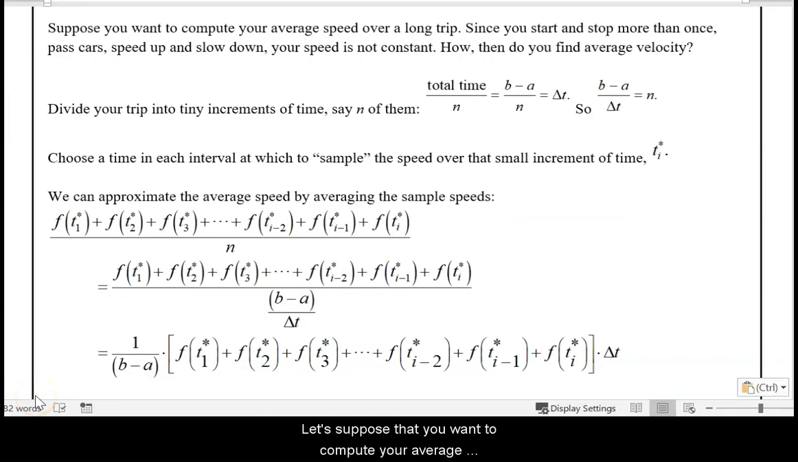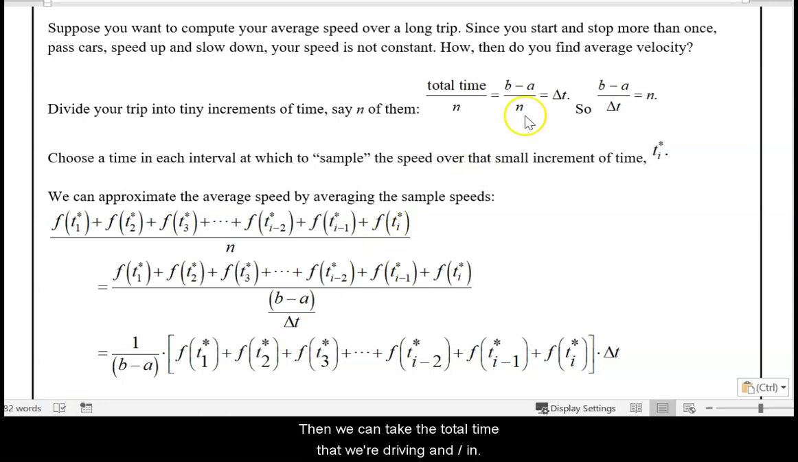Let's suppose that you want to compute your average speed over a long car trip. Supposing that you start and stop more than once, you pass cars, you get slowed down, your speed is not constant. How then are you going to find the average velocity? In order to do this, in calculus, we take the trip and divide it into very, very small increments of time. Suppose we use n different increments of time.